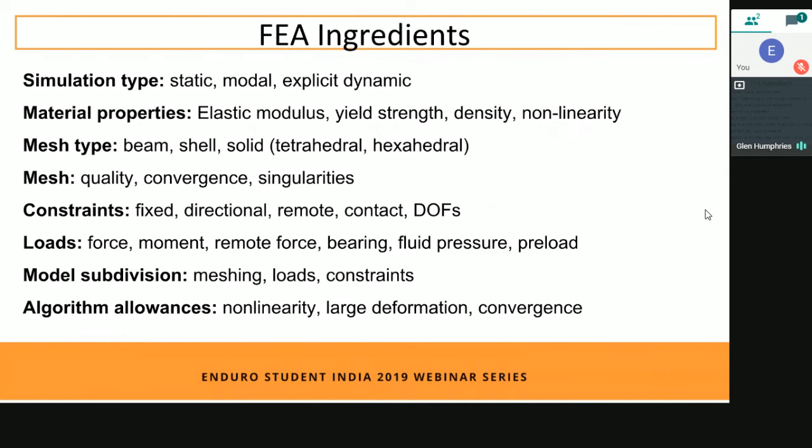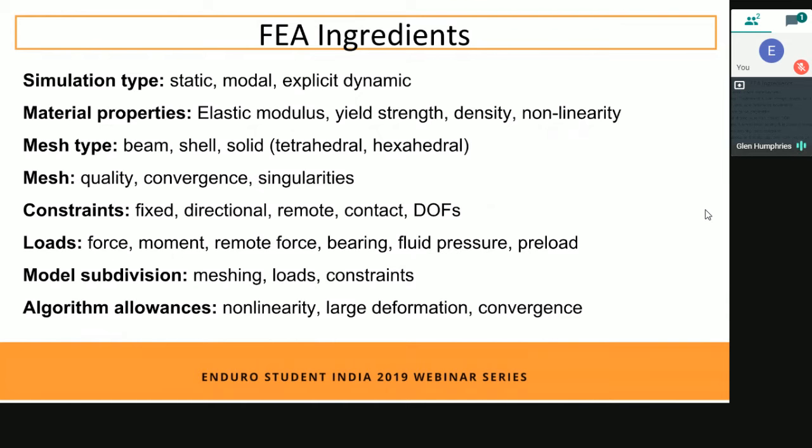For simulation type, this is your basic choice of the algorithm. It should be a static analysis, so we don't care about change over time. It should be modal, where we're looking for vibration to see if our component might shake itself to pieces. We're doing explicit dynamic analysis, and that's where we're doing very short-term, high-impact yielding analysis.